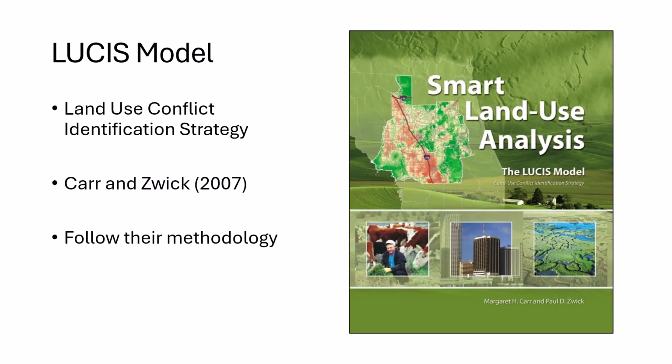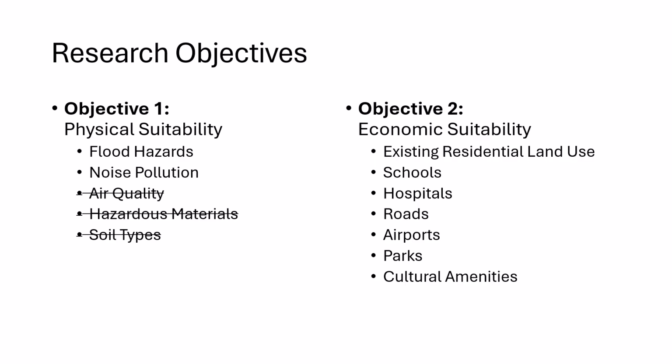So for the land use suitability, I'm going to use the method identified in this book, Smart Land Use Analysis. It's the LUCIS model, which stands for Land Use Conflict Identification Strategy. In this analysis done by Carr and Zwick, they looked at all different types of land use in Central Florida. I'm going to follow their methodology specifically for residential land use. So I'm just using a subset of their analysis for this suitability analysis.